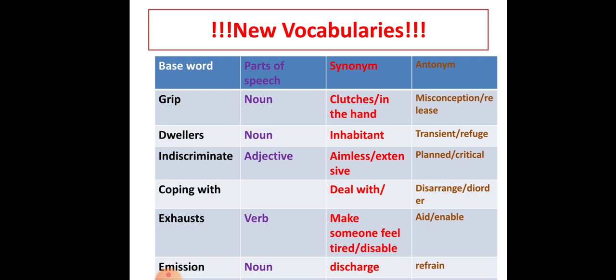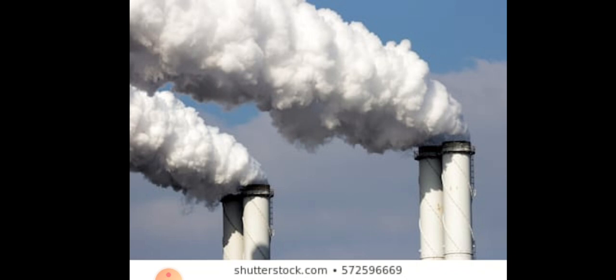And next one is emission. It's also a noun. It means discharge or release. Now you can see a picture. It is a related picture to picture 4, and I am giving you the source of smoke releasing from the chimneys of mills or factories. It is the main cause of air pollution, you know.